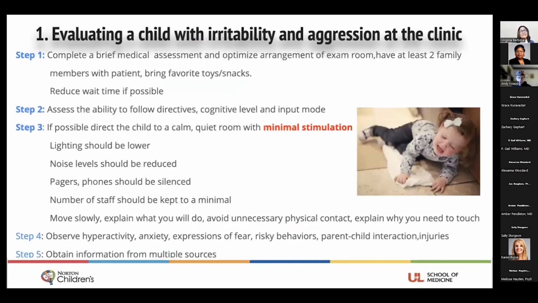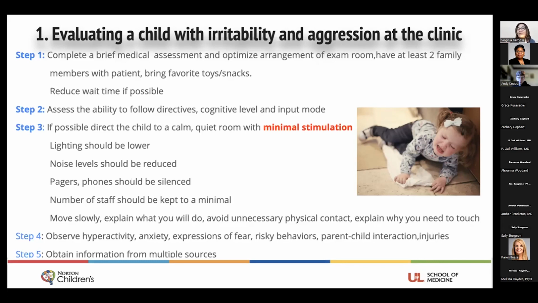So when we are evaluating a child due to irritability and aggression in the clinic, these are some tips to use. Typically, conduct a brief medical assessment and optimize the arrangement of the room, which can be very helpful. It's helpful if you know in advance that the child is aggressive or has a history of aggression, because you can prepare to receive that child.